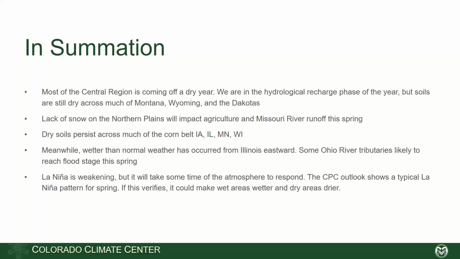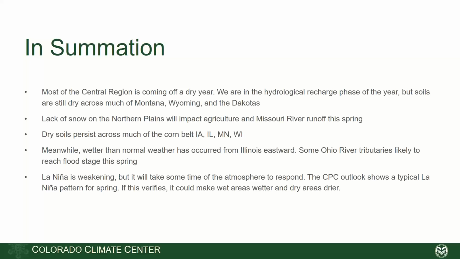We're dealing with the opposite effects in the western portion of our region, with lower than normal snowpack again in the Missouri Basin, as well as a lot of areas experiencing a combination of soil and snow drought. And some of those impacts really work their way all the way across the Corn Belt into Iowa, Illinois, Minnesota, and Wisconsin.